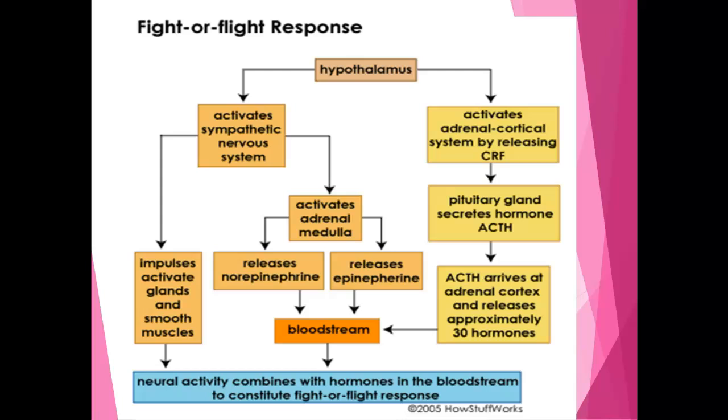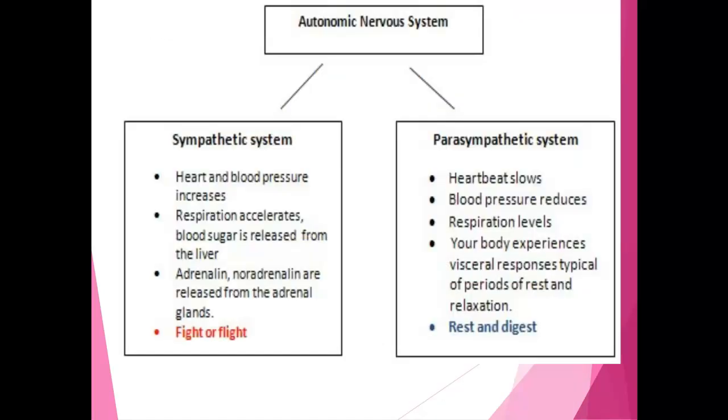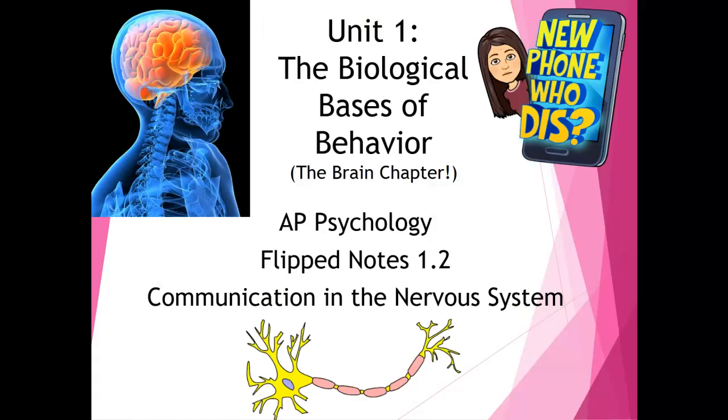The hypothalamus is causing all of this. Remember, the hypothalamus is the boss of the endocrine system, so it's releasing all of those hormones. We already talked about all that. All right, that was part 1. That was quick. Part 2 is about communication in the nervous system, all about neurons.